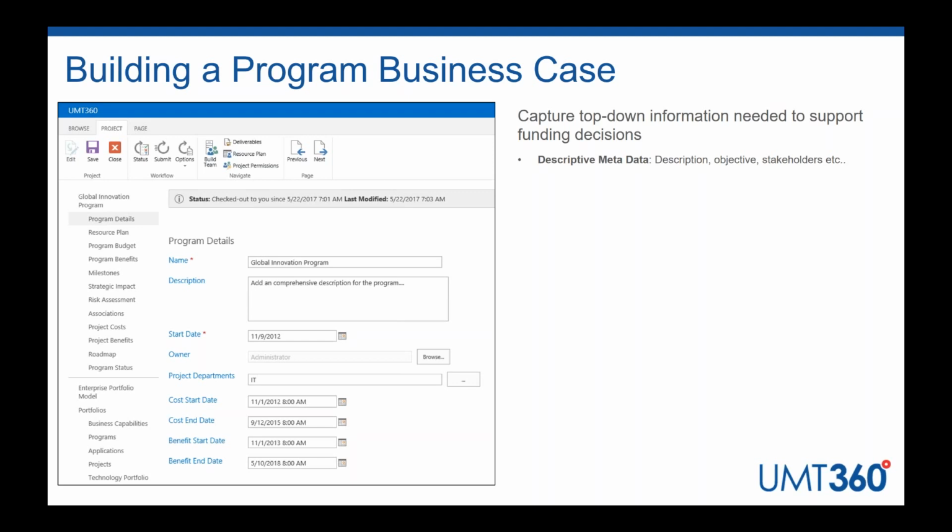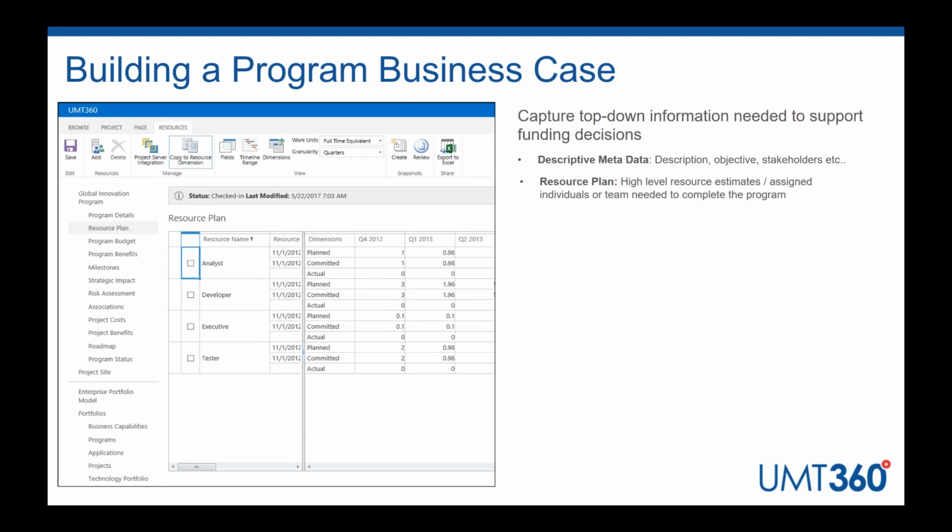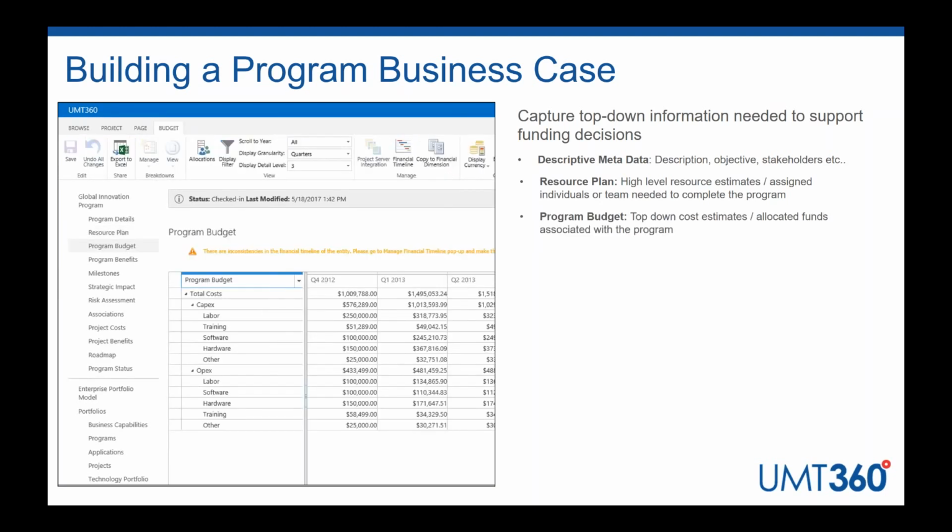So descriptive metadata, description, objective, stakeholder information, key information around that. We also want to understand what types of resources and teams we may need to deliver on this. So high-level, top-down resource plans that help us to understand the resource requirements and demand for each one of these capabilities. As any good business case, we want to do a full cost-benefit assessment of this. So what are the high-level cost estimates associated with delivering this particular program?